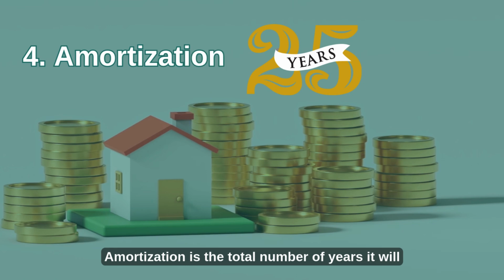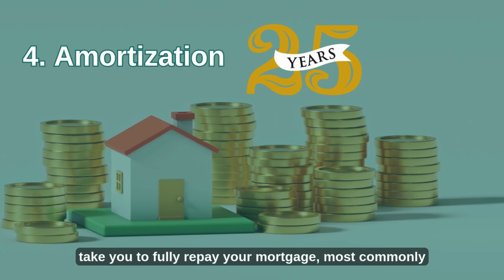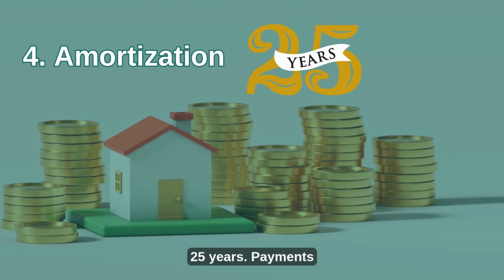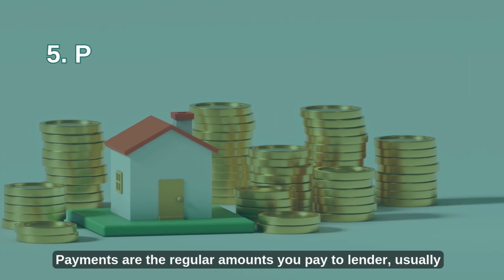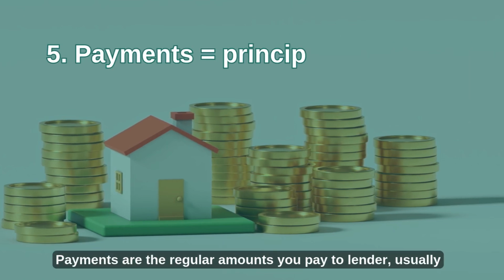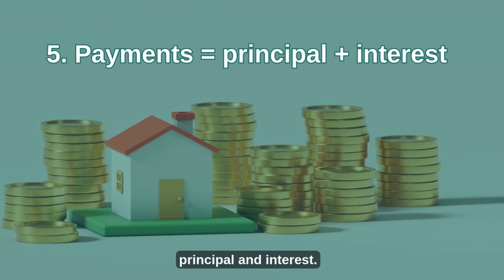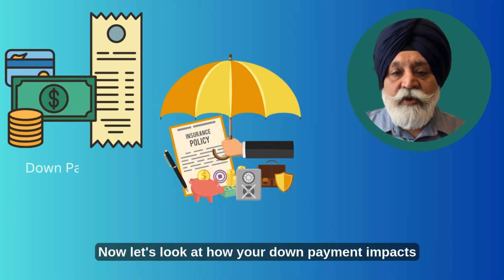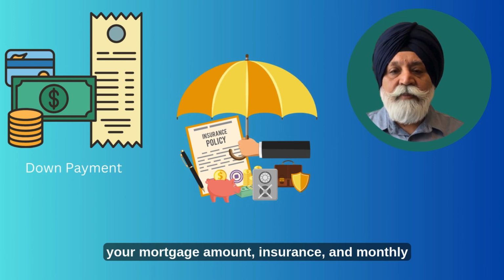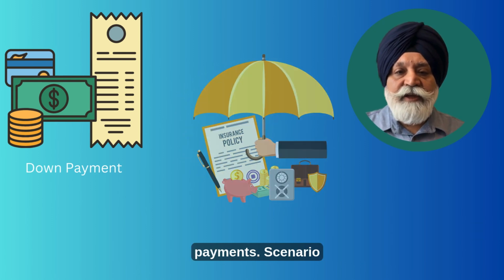Amortization is the total number of years it will take you to fully repay your mortgage, most commonly 25 years. Payments are the regular amounts you pay to the lender, usually monthly or biweekly, covering both principal and interest. Now let's look at how your down payment impacts your mortgage amount, insurance, and monthly payments.